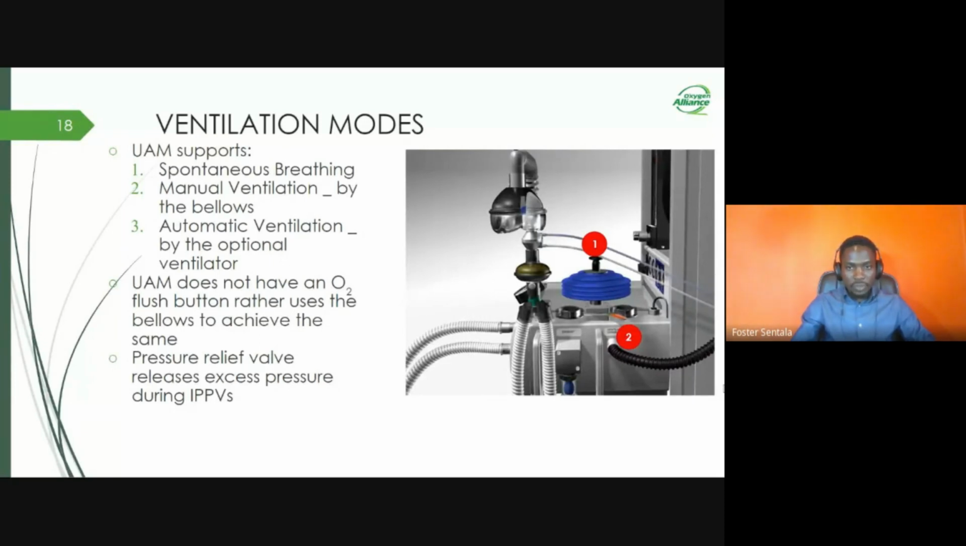So if you have an optional ventilator, you connect it on the port labeled number 2. The newer models of this machine come with an optional ventilator that also has a battery backup and can last about 6 hours of use on battery.